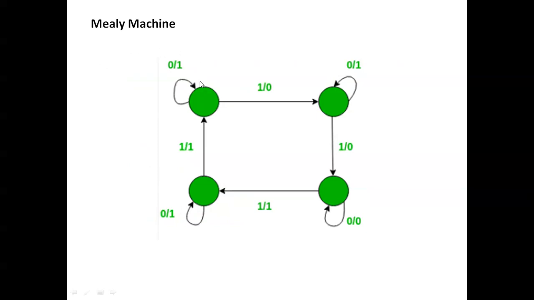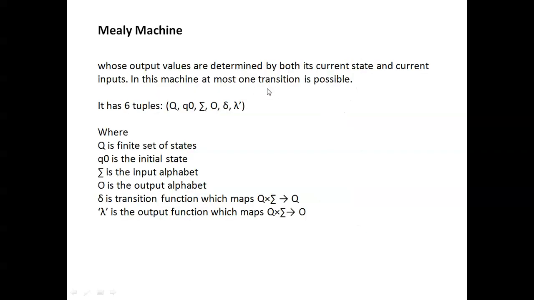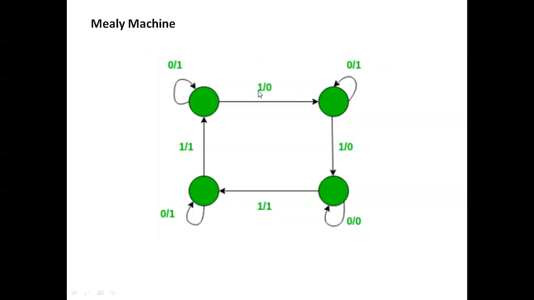So this is the Mealy machine state diagram. The output is determined by the current state and also the current input. So the current state is in the numerator, and the current input is in the denominator. Here we have state 0, state 1, state 2, state 3. For a transition from state to state, we show the current state and current input. Even from a state to the same state, we show the value of the current state and current input. So this is the Mealy machine state diagram.